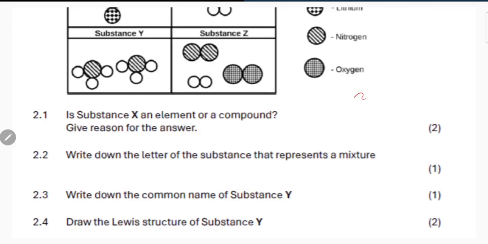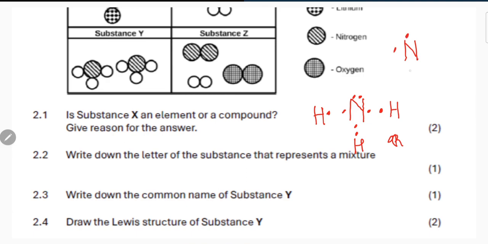The Lewis structure: nitrogen is group 5 in the periodic table. So how many valence electrons? 5: 1, 2, 3, 4, then we have 5. Together with 3 hydrogens. So this hydrogen, and that hydrogen. Okay. Or we can just say an N.